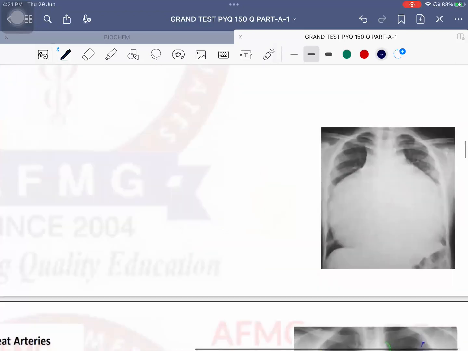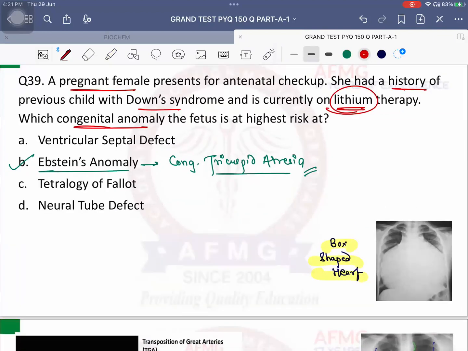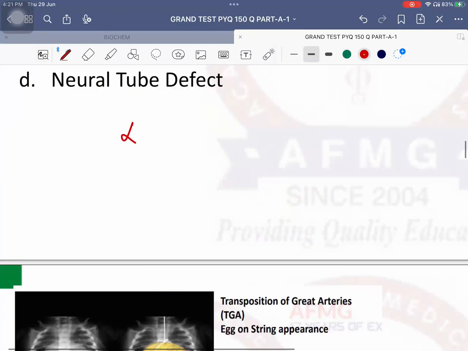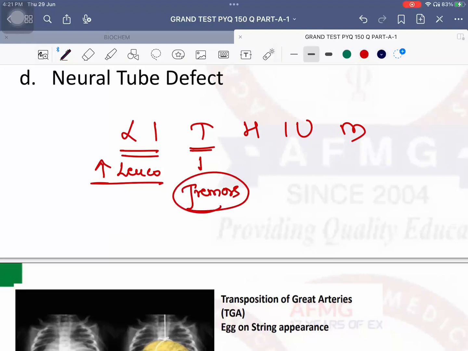Which shaped heart is seen usually? On chest X-ray, you will see the classical box-shaped heart. The box-shaped heart is associated with Ebstein's anomaly, and Ebstein's anomaly is associated with the intake of lithium during pregnancy. Lithium के side effects फट से. Li stands for increased leukocytes, that is increased WBCs, leukocytosis. T stands for tremors, and tremors are the most common side effect of lithium. That was a previous year question. Most common side effect of lithium is coarse tremors itself.